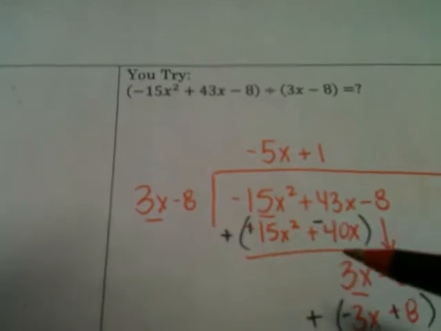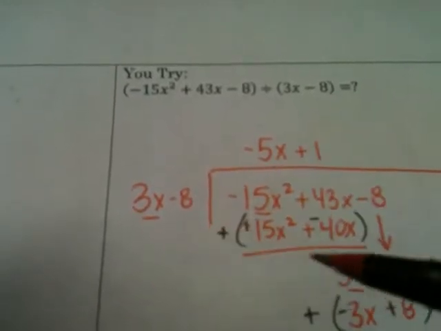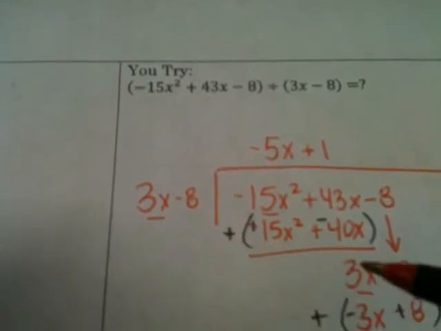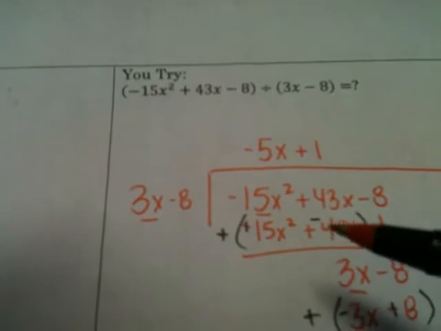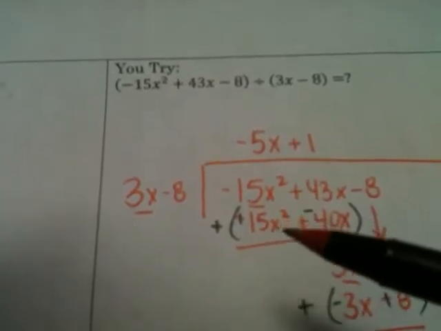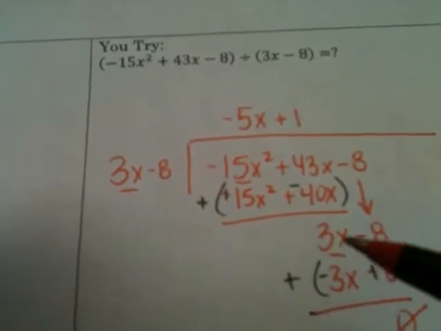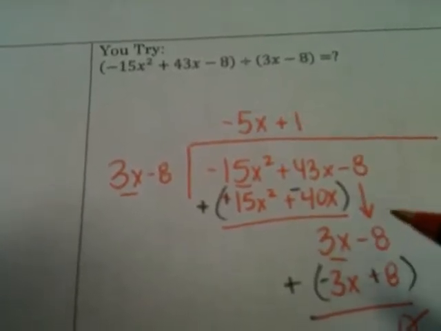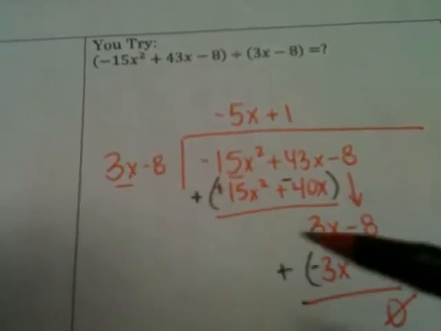Negative 5x times negative 8 is positive 40. Negative times a negative is a positive. I do my subtraction, distribute the negative. So this negative becomes a positive, and this positive becomes a negative. Negative 15x squared plus 15x squared is 0. 43x plus negative 40 is going to give me 3x. Bring down the minus 8 and do the process again.